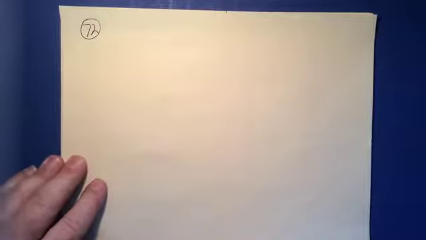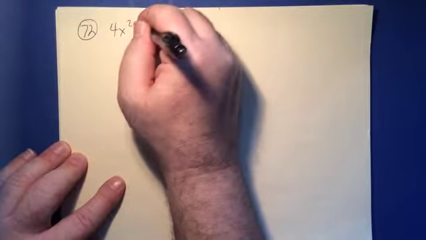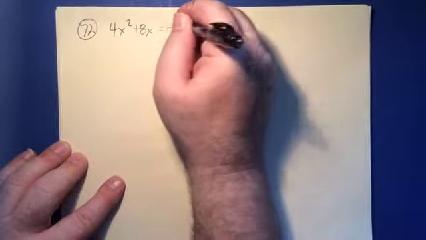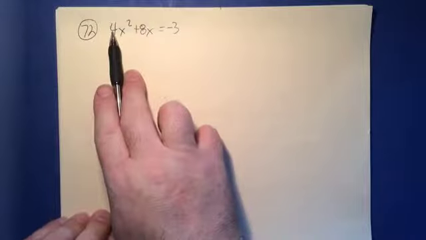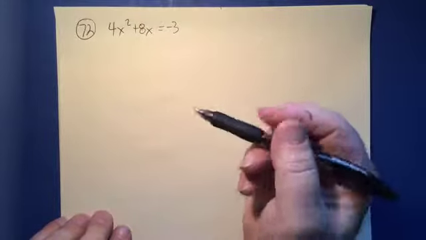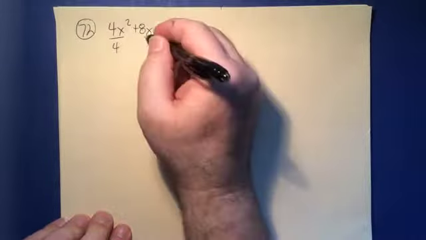Let's take a look now at 72. So two more questions. Make sure you can see all this. Okay, so 72 is going to be 4x squared plus 8x equals negative 3. So in this question, the value of c is on the other side, isolated from the rest of the quadratic equation. But here we have a value of a that is not 1. So we need to divide everything by the value of a, which is 4.